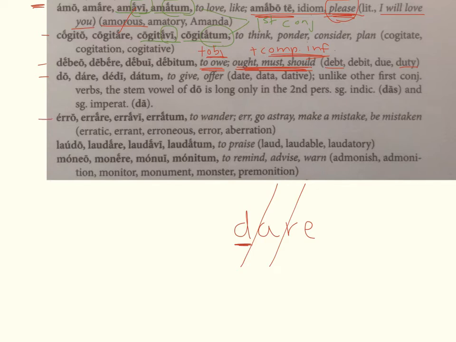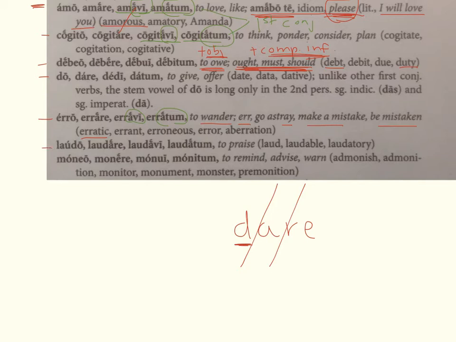The next one is erro, errare, erravi, erratum. And once again, you see the avis and the atums, so that should help you with your memorization. And it means to wander, but if somebody wanders all over the place, the Romans said that that was erring or making a mistake or going astray, being mistaken. So for example, the derivative erratic in English is somebody who's wandering all over the place, that they're a little crazy. Kind of interesting derivative there.